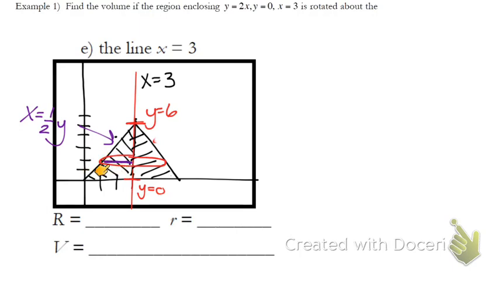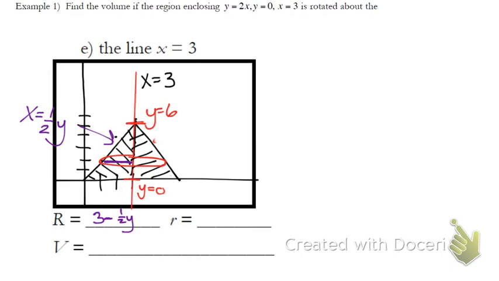That's my capital R, my outside radius. 3, which is this line, minus 1/2 y, which is this line. 3 minus 1/2 y. And again, we do not have a lowercase r because there is no inside radius. Since this is a solid figure, we don't have to worry about having a washer.